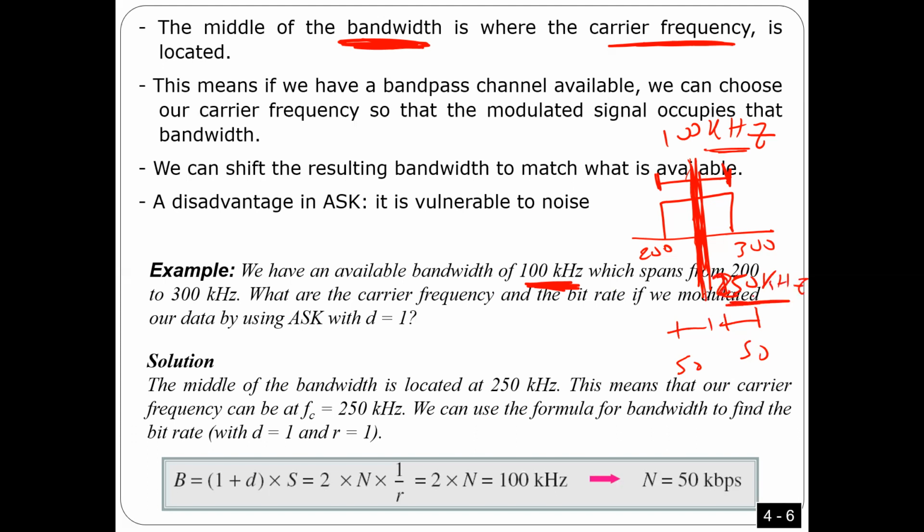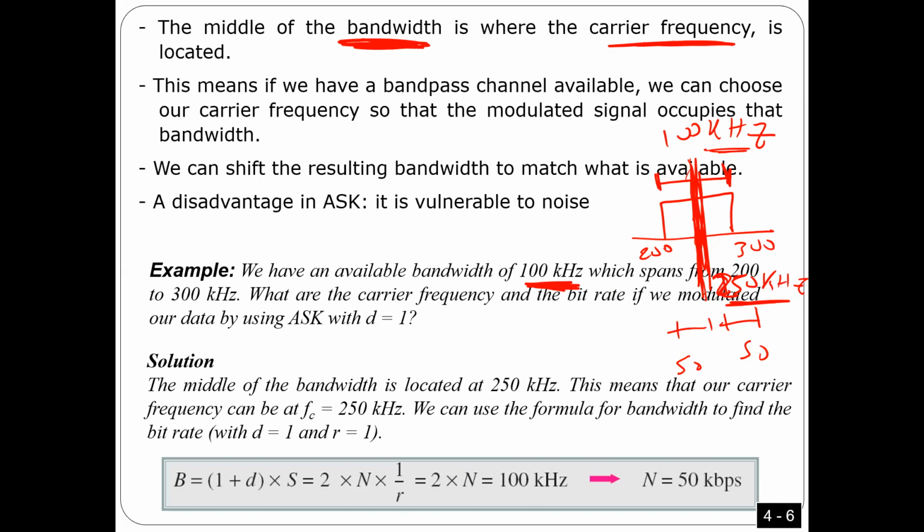250, I'm sorry, okay. 250. So if you want to set in this band, it has to be 250K. So this is the first question.